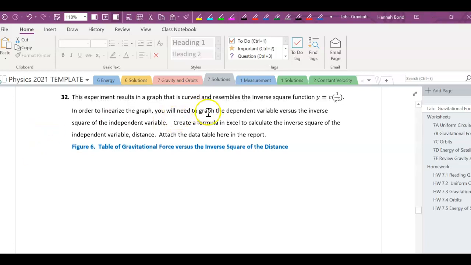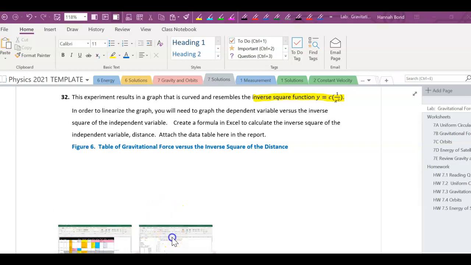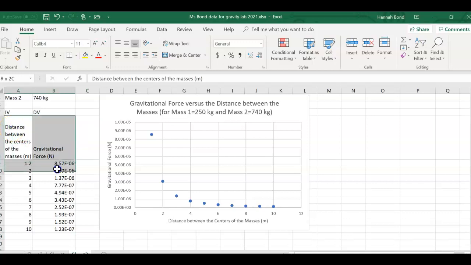Because this graph is curved and resembles the inverse square function, where y would be some constant times 1 over x squared, we're going to create a formula in Excel to calculate the inverse square of the distance. We're doing this to try to linearize the graph so that we'll be able to write a physics equation for it. So going back to Excel, I'm going to copy the original table of data.